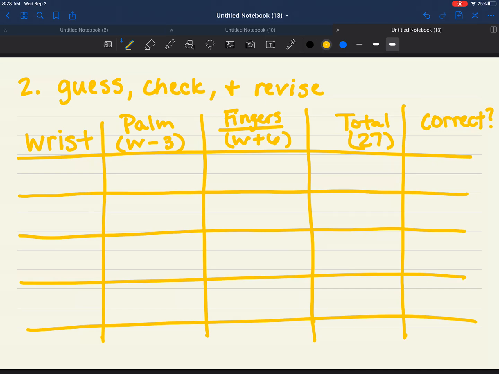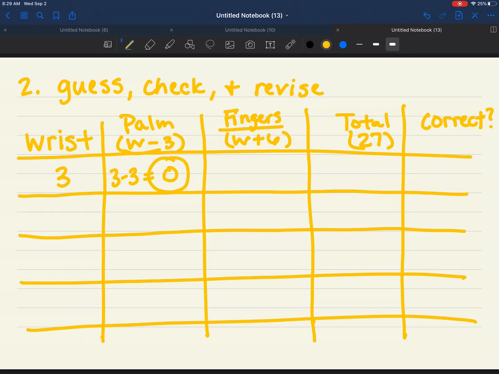So, somebody give me a number that we could start with for the wrist, because we're just gonna guess, check, and revise. That means we're gonna pick a number, we're gonna see if it works. If it doesn't, we're gonna go from there, okay? Somebody just give me a number. 3, okay? All right, so let's say there's 3 bones in the wrist. How would I figure out how many are in the palm? Says it right here. W minus 3. W is the wrist. So 3 minus 3 would be equal to 0.